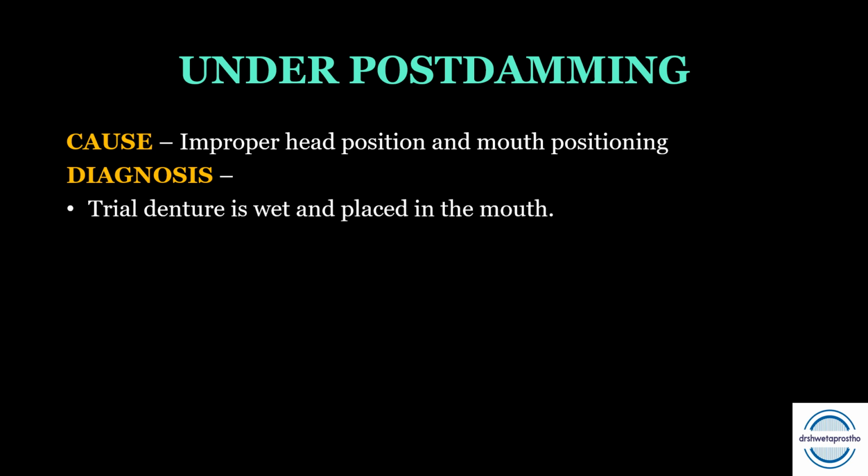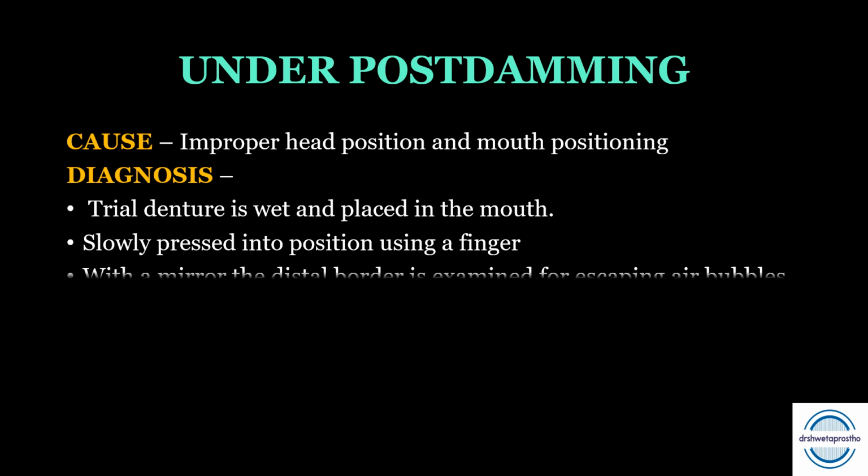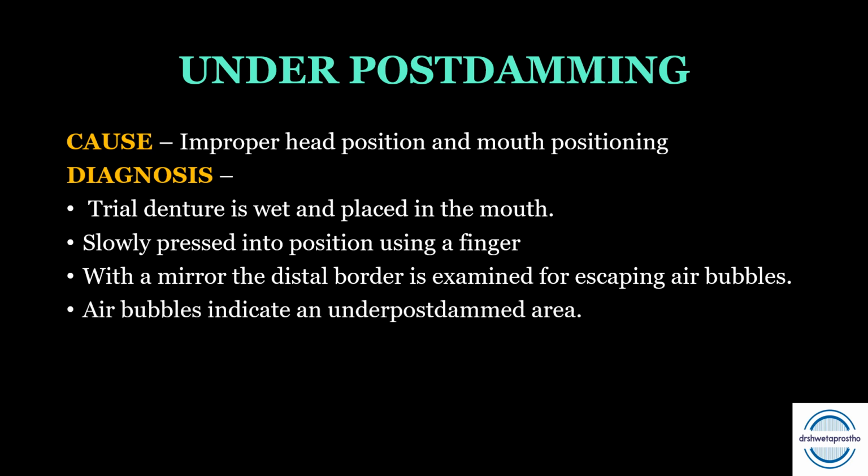First, the trial denture is wet. It is placed in the mouth. Slowly, it is pressed into the position. Then with a mirror, the distal border is examined for escaping air bubbles. If air bubbles are present, it indicates an under post dammed area.